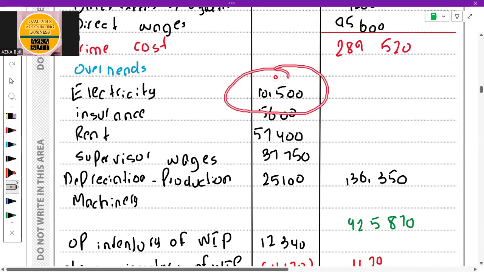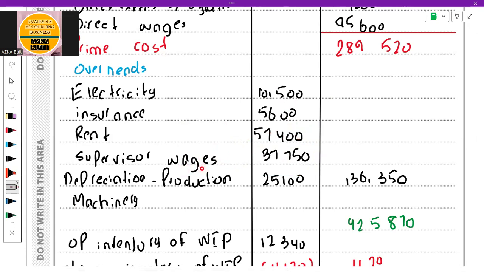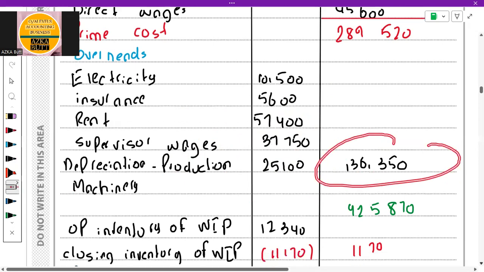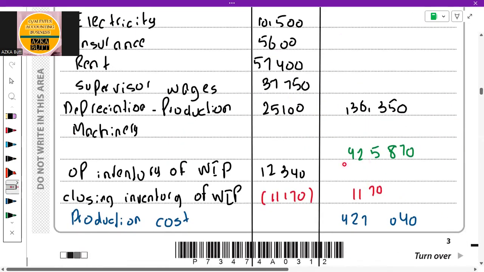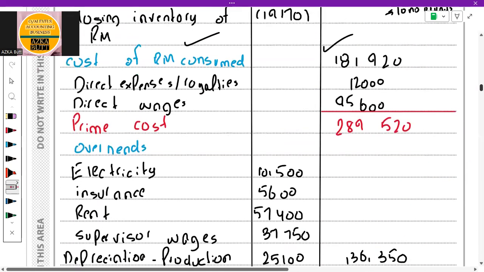Okay, so this is the electricity cost which we already found, and insurance cost we already found, and the rent paid for factory, which is 57400, and we also paid some wages to the supervisors. So this would be your overhead, because you cannot trace its cost, because the supervisor is not producing anything, he is giving you the services. And the representative we already found, this is 25,100. So we have these expenses, the overheads basically, and this is our total overheads, 42,5870. The total overheads plus this prime cost.